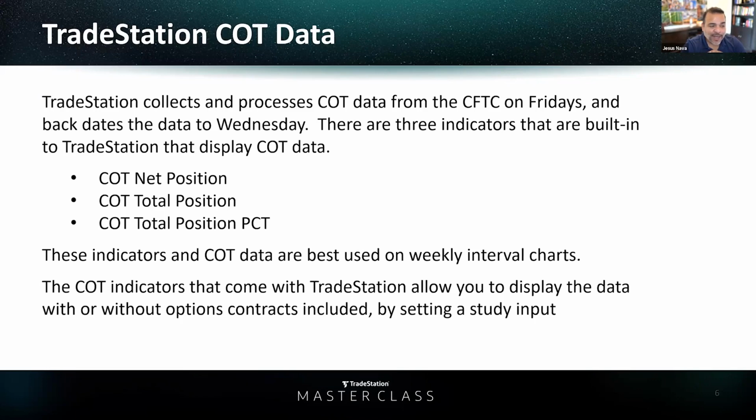These indicators in COT data are best used on weekly interval charts. The reason for using a weekly interval is because it's weekly data, and you can see how it shifts from one bar to the other. Otherwise, if you use daily, I'm not sure if it works on minute data. I don't think it does. But if you use daily charts, you're going to have the exact same COT numbers for a full week, from Wednesday to Wednesday, because it only updates on Wednesday. So reducing the time frame to a weekly interval will allow you to see updates every single candlestick.